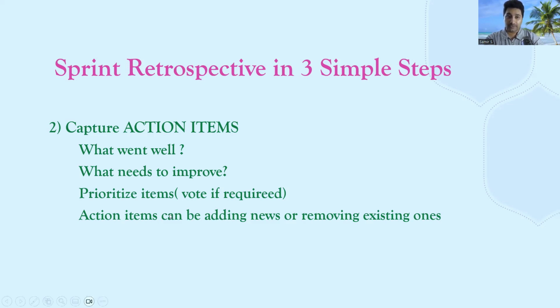So the point here is that the action items can be something that they want to do, or the action items can also be something they want to stop doing going forward, right? So it can be either of them. So that is the second one, is to capture the action items. The first one, just a reminder, first one is to make sure that you collaborate as a team. The second one is to capture the action items.